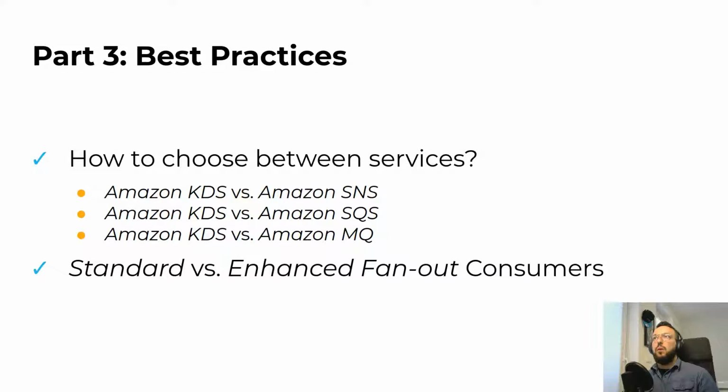And in the third part, we will basically discuss how to choose between 3 different services, actually 4 different services, so KDS and SNS, SQS, and MQ. And we will discuss in detail the main difference between standard and enhanced fan-out consumers, because those 2 different types of consumers have different capabilities, and it's really important to understand the differences in order to use the service effectively.